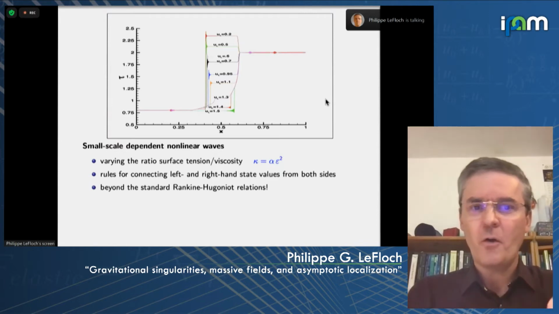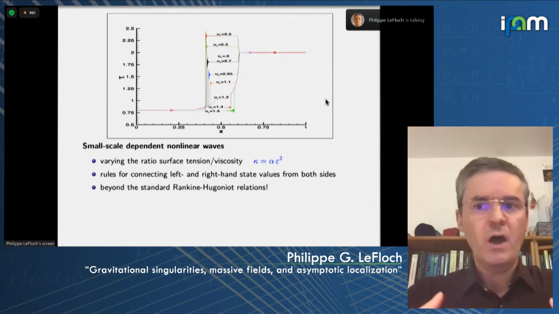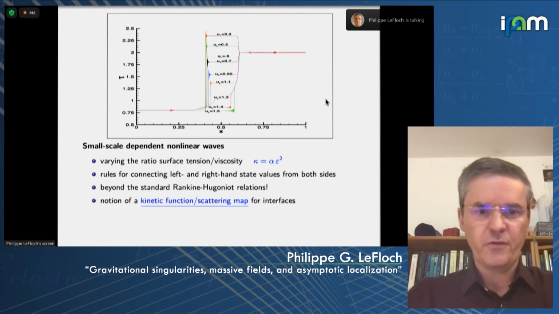So the physics is there. Any of these solutions is as physical as the other and another one. And you need a rule now for understanding how you connect left and right state values at these interfaces. So you need to go beyond the standard Rankine-Hugoniot relations, because all these waves I'm showing you are in agreement with the usual jump conditions that you know for hydrodynamics in textbooks. So there is something more that you need, which is this junction, scattering maps, kinetic function for the interfaces.